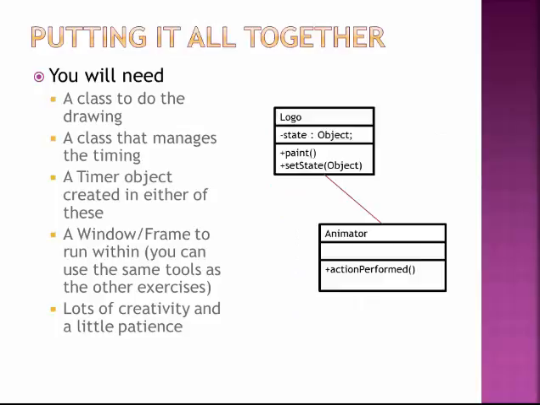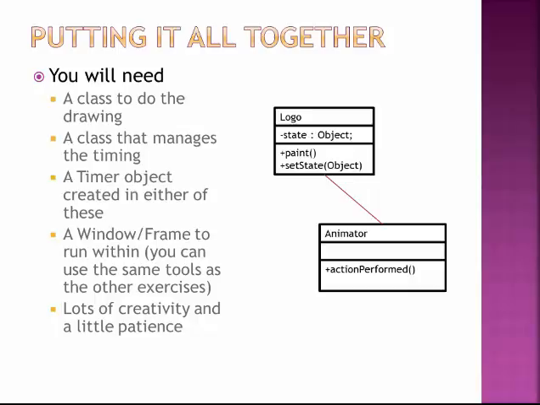So as we put it all together, you don't need to build it this way, but my recommendation for the way to build it is you're going to build some class that represents your logo. And it's going to have some sort of state that we're going to add into it. And as you go through and you have your animator and actionPerformed, I'm going to be calling some method over there to set or change or update the state. And then I'm going to have a timer object that's going to kick off my animator over and over and over again. And then a window or frame that's going to hold the whole thing together. So I just want to give you the design view of this thing.